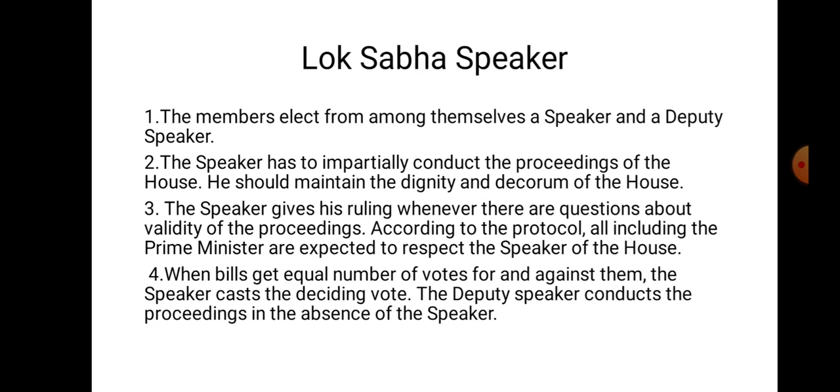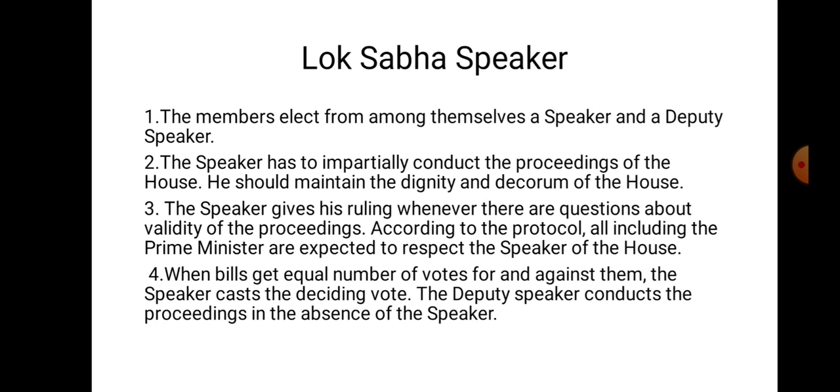According to the protocol, all, including the Prime Ministers, are expected to give respect to the Speaker of the House. So the Speaker will enjoy more power, and everything goes according to the orders given by the Speaker. The Speaker has to begin the session, he has to call for the session, and he has the right to send the members out of the House if they do not follow the dignity and decorum of the House. Fourthly, when bills get an equal number of votes for and against them, the Speaker casts the deciding vote.